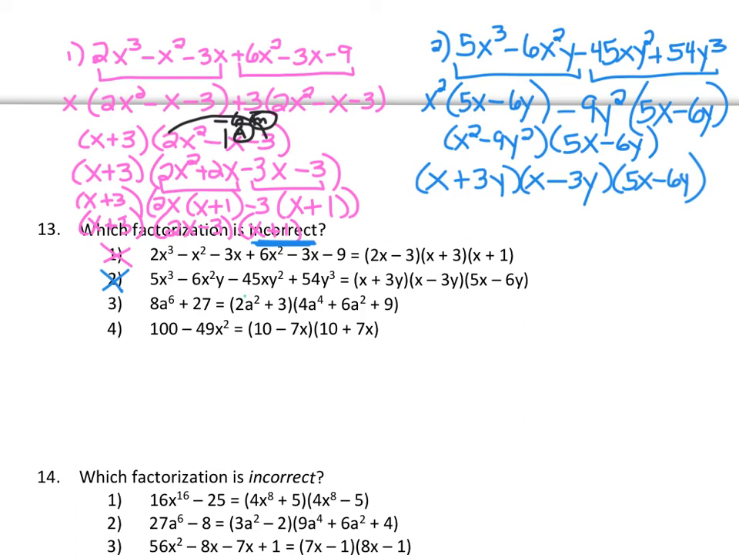So 2a squared, I'm just going to kind of do this over here. Okay, so 2a squared times 4a to the 4th would be, well, we multiply the coefficients, so 2 times 4 is 8, and remember, we add those exponents. So that'll give us a to the 6th. So 8a to the 6th. Okay, and then 2a squared times 6a would be, well, 2 times 6 is 12.